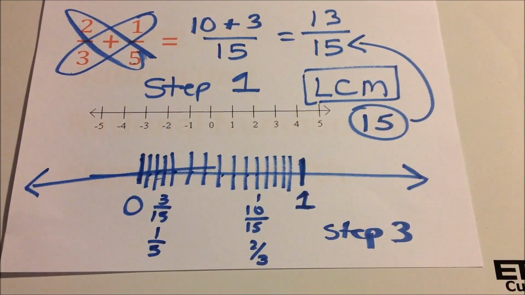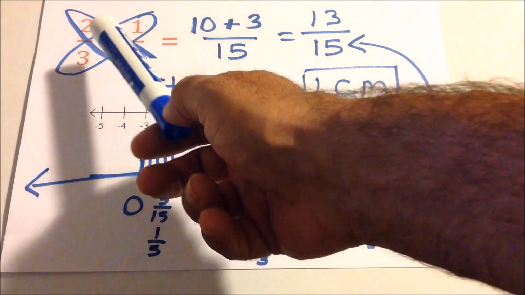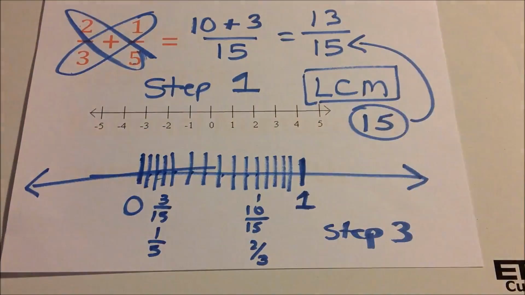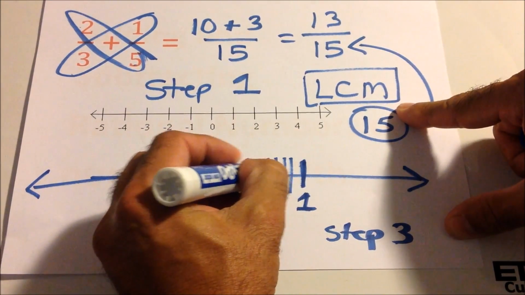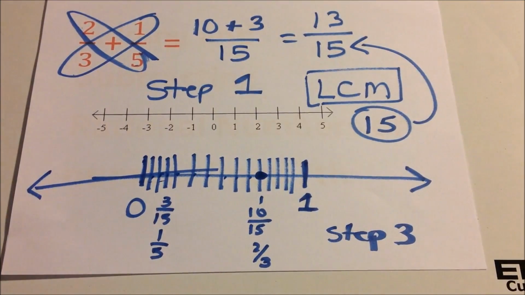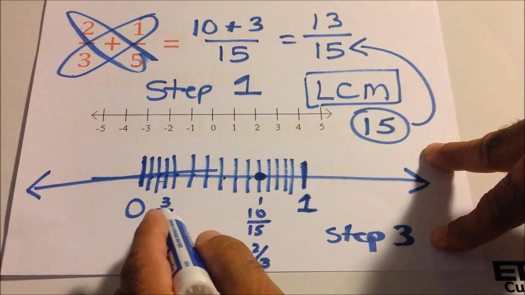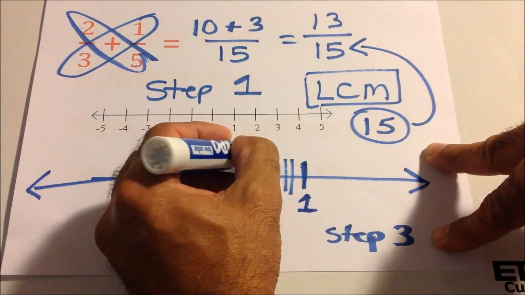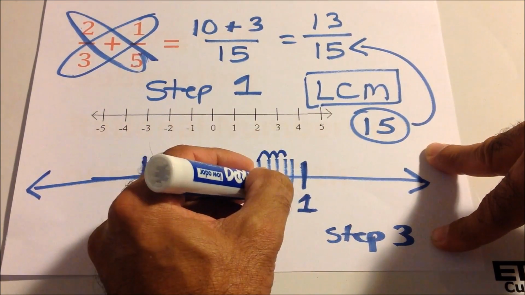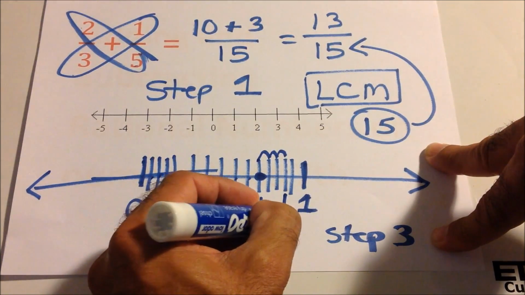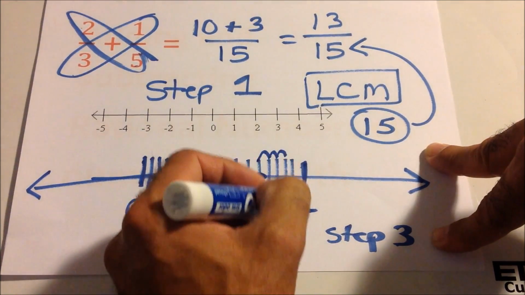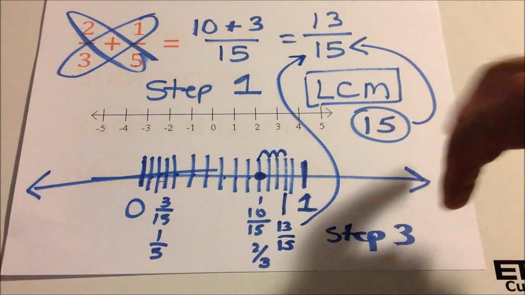Okay, so now let's go back to the question. It says 2/3 plus 1/5. So where is 2/3 on the number line? Right there. That's 2/3. We know 2/3 is also 10/15. Now what is it asking us? It's asking us to add 1/5. We also know that 1/5 is 3/15. So we're going to add 3/15 from here. 1, 2, 3. Right there, and that's 13/15. The answer we got in the beginning.